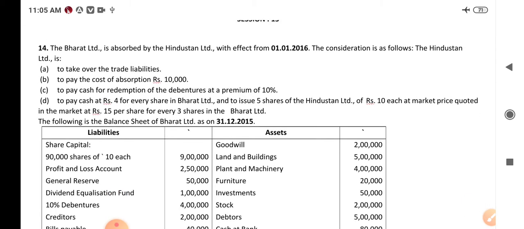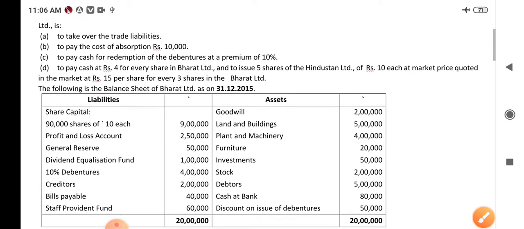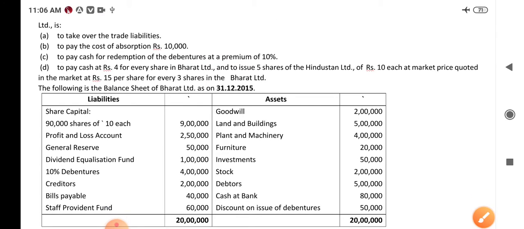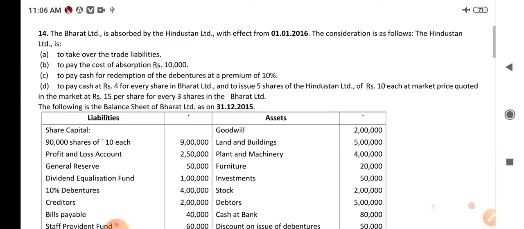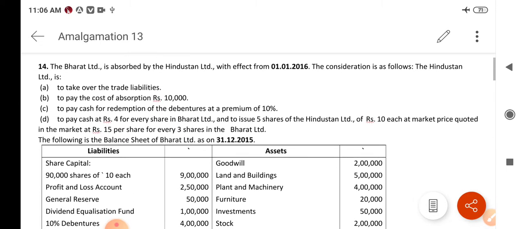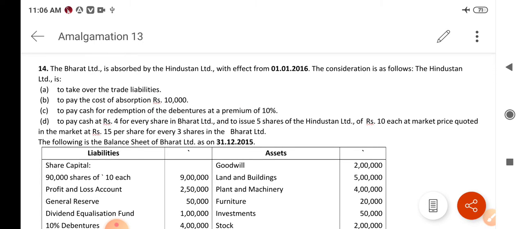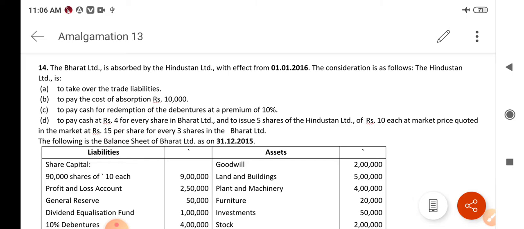To pay the cost of absorption, rupees 10,000. Who will pay the absorption cost? Hindustan Limited will pay the absorption cost. Here the absorption cost is not paid by the selling company, so we will not show any entry in the books of the selling company for the payment of absorption expenses. It will come in the purchasing company.